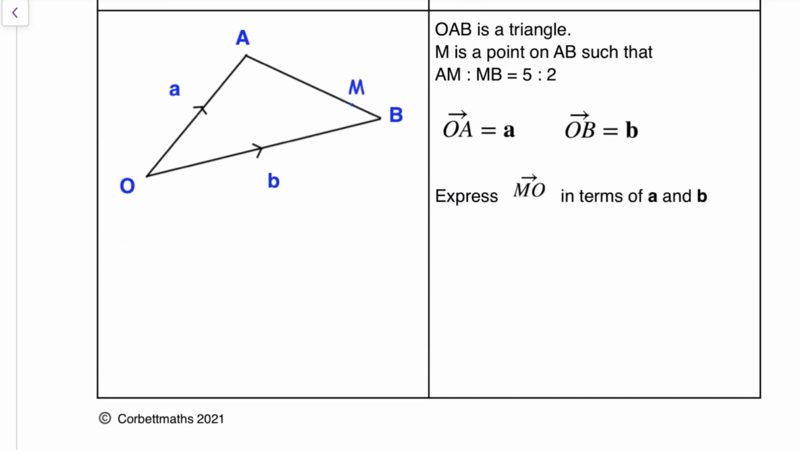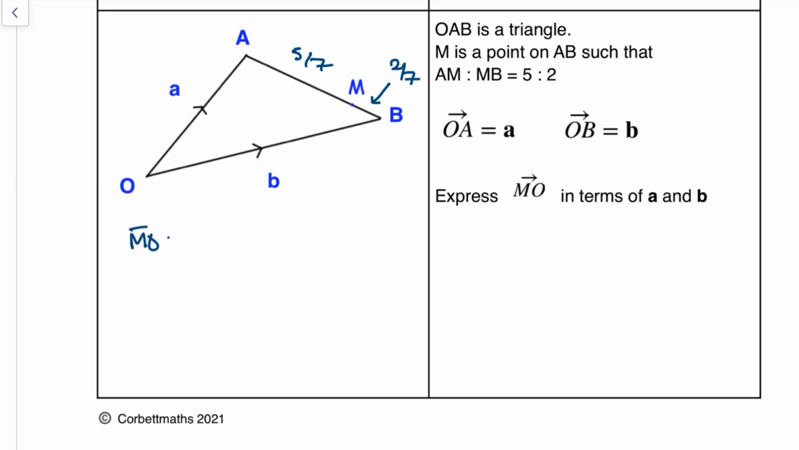Next one. Oh, got vectors. Excellent. OAB is a triangle. M is a point on AB such that AM to MB is 5 to 2. So AM is 5/7. And this little bit down here is 2/7. O to A equals a on the diagram. O to B equals b on the diagram. Express MO. Right.